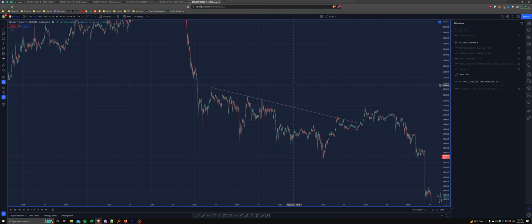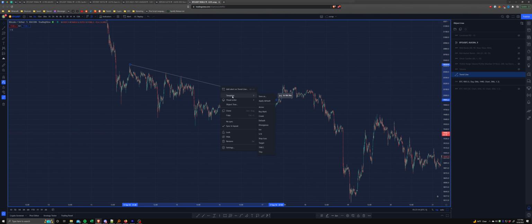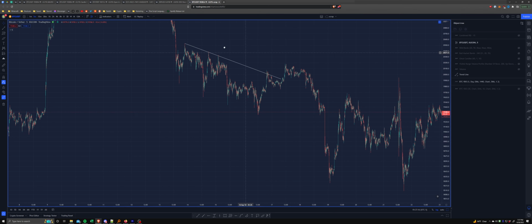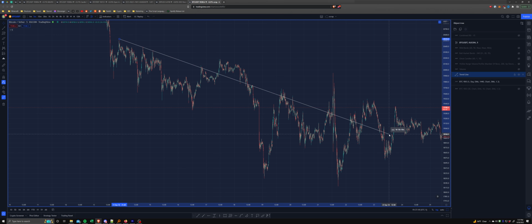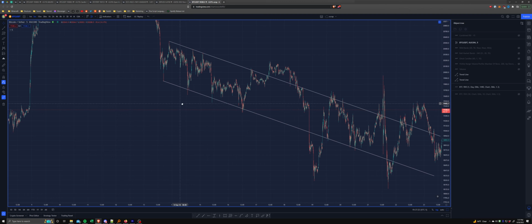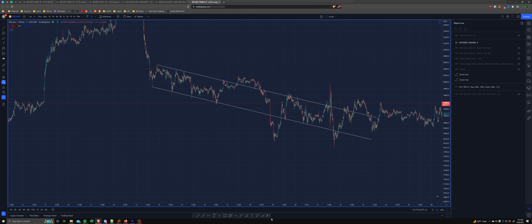if you take specifically these 3 points right here, okay, and you extend out this line, let's change this to a default, and you extend this out really far, hold control to duplicate it to the bottom end of the range, you can see that price does a really good job respecting these two trend lines, okay?